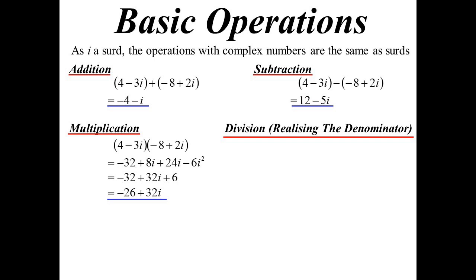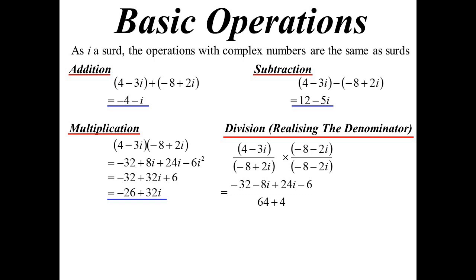Division's a little bit different. It's what we call realising the denominator. Because what you're really doing is rationalising the denominator. 4 minus 3i divided by minus 8 plus 2i. Well, realising the denominator is actually rationalising the denominator. We multiply by the conjugate. Same deal. So I'll multiply by minus 8 minus 2i on minus 8 minus 2i.